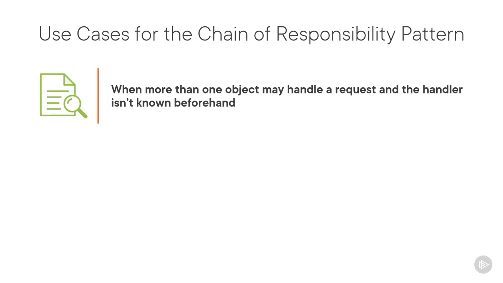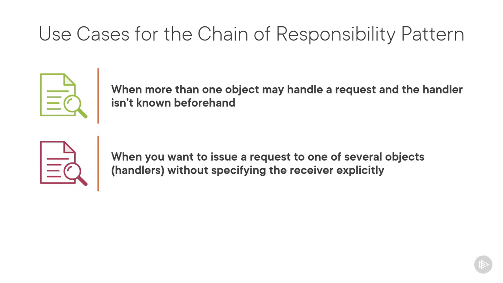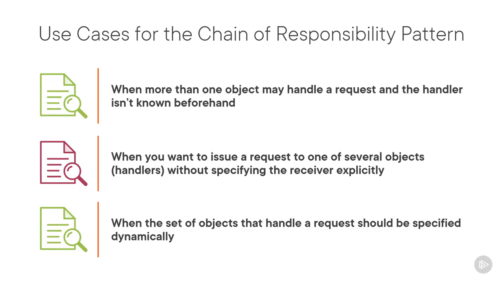Another use case is when you want to issue a request to one of several objects, which are the handlers, without specifying the receiver explicitly. You don't know beforehand whether a handler is effectively going to receive the request. And lastly, when the set of objects that can handle a request should be specified dynamically. Translated to our handler example, all handlers and their order in the chain are specified at runtime.